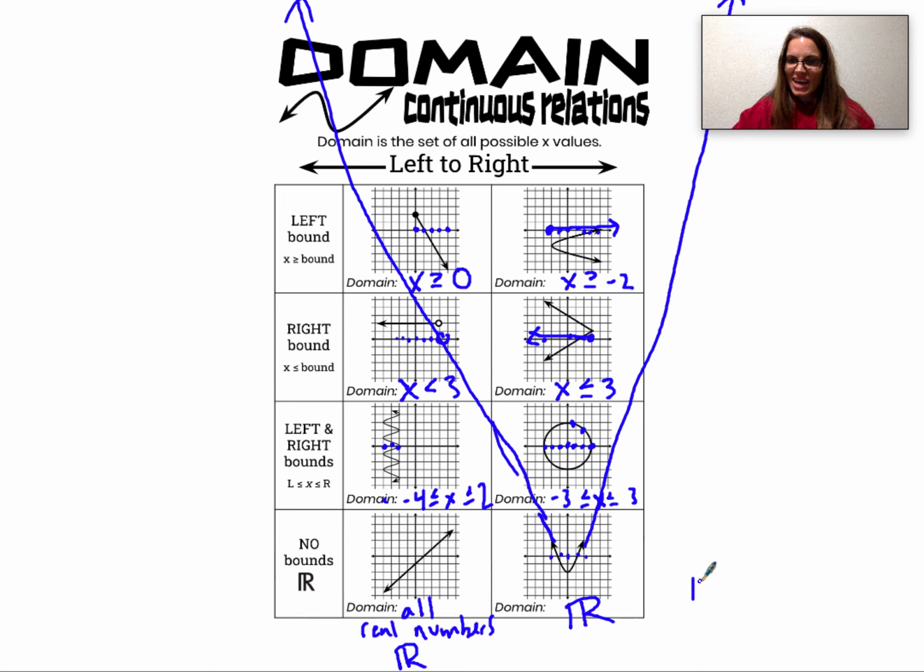When I'm typing that, I do sometimes type IR, but there's no I involved. This represents all real numbers, and I'm only typing it that way to emphasize the boldness of my symbol.